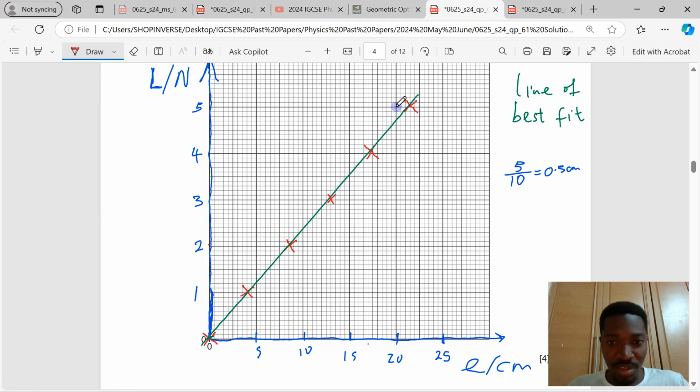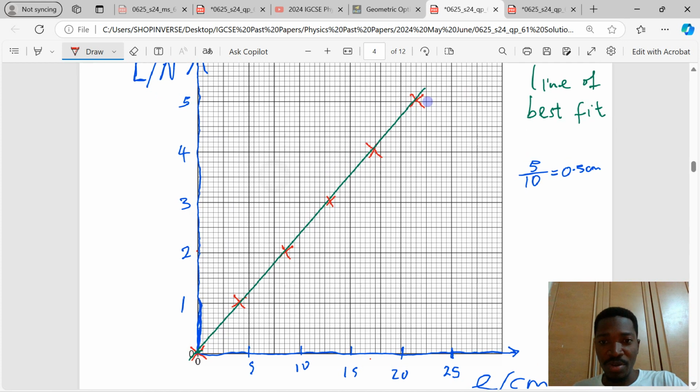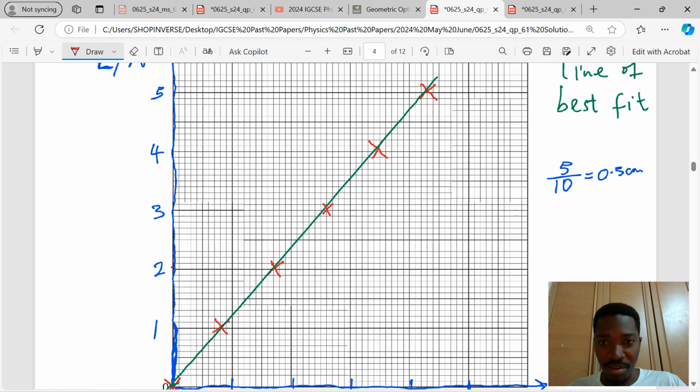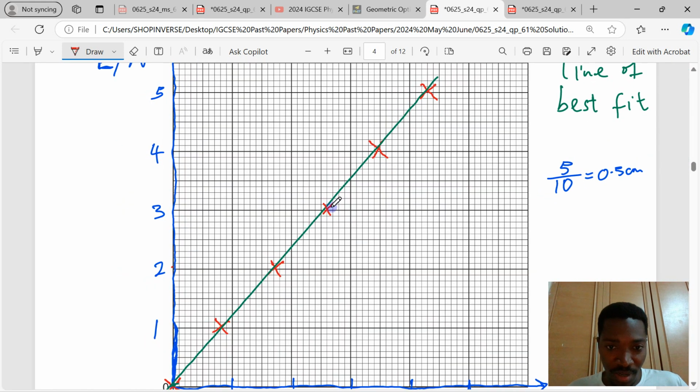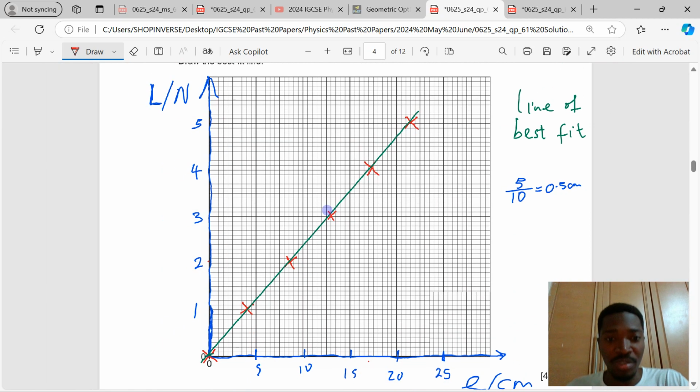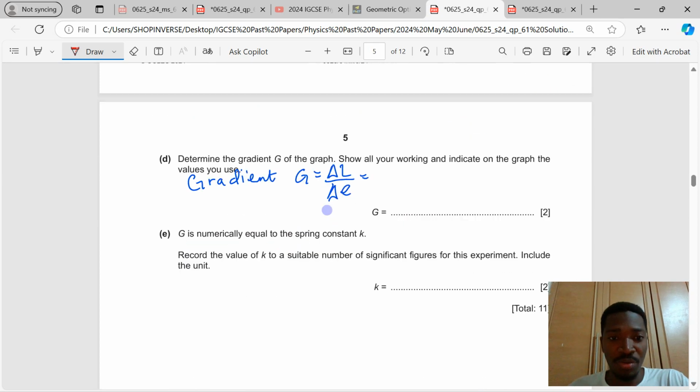So this line I drew here, the points that fall within the line: this is on the line, this is on the line, this one is on the right hand side, this is on the line, this is on the line. So only one point is falling out, and that point is falling on the right hand side of the line. So that is still acceptable. Let's proceed to the next part of the question.